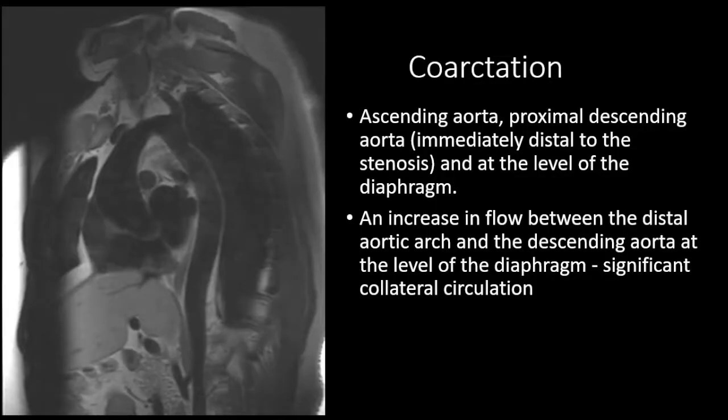In a case of coarctation, we usually acquire Q flows at the level of the ascending aorta, in the proximal descending aorta just below the level of stenosis, and in the descending thoracic aorta at the level of the diaphragm. An increase in flow between the level just distal to the stenosis and at the level of the diaphragm of about 10 to 15% suggests significant collateral circulation, which in turn suggests significant stenosis. Normally, the flow should decrease between these two levels.